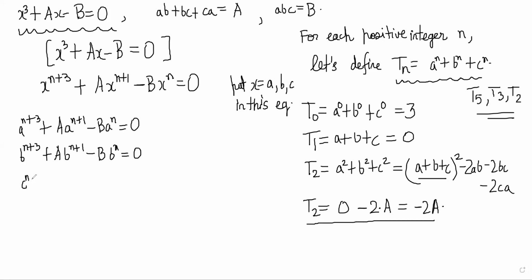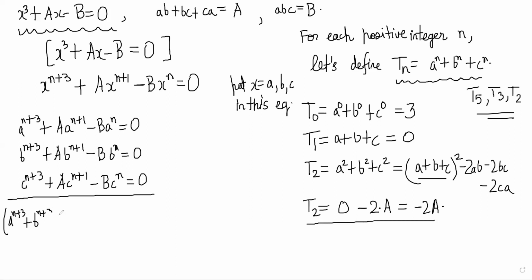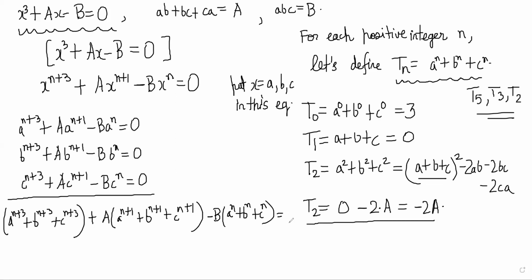And lastly, c^(n+3) + a c^(n+1) - b c^n = 0. If I add these three together, what I get is a^(n+3) + b^(n+3) + c^(n+3) + a(a^(n+1) + b^(n+1) + c^(n+1)) - b(a^n + b^n + c^n) = 0, right? So I'm simply adding these equations.